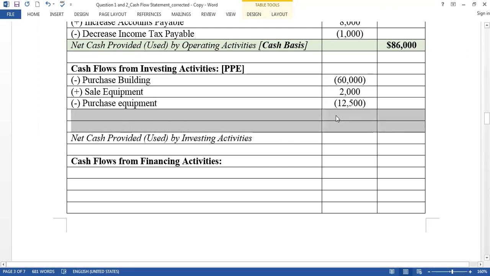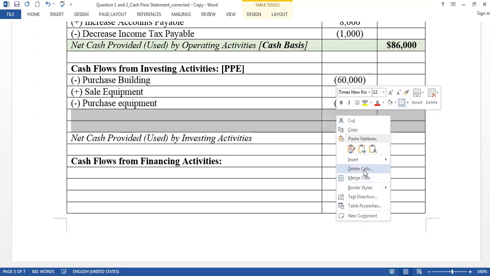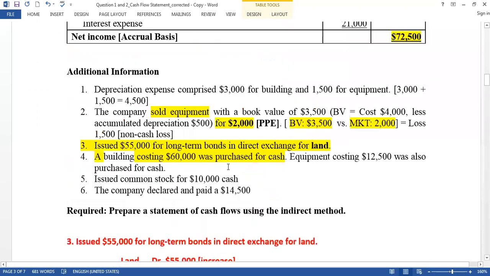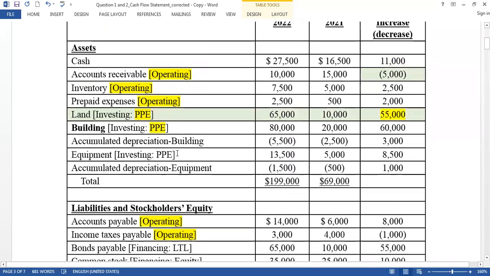So we don't have any other property, plant and equipment. According to this question, we have 3 property, plant and equipment. You can see that: building, equipment, and the land. So these are the 3 property, plant and equipment, and we are going to find how many we buy and how many we sell. If it is related with cash, then we put it under investing activities, cash flow statement. Clear? I repeat again, we have these 3 property, plant and equipment.